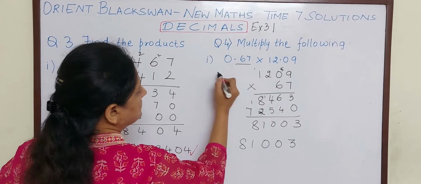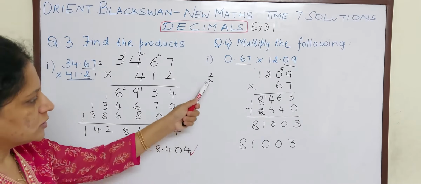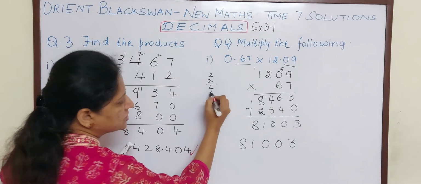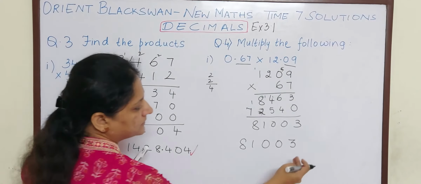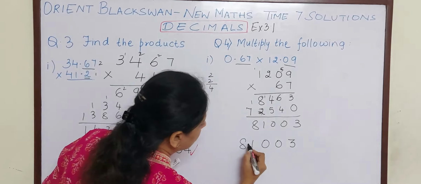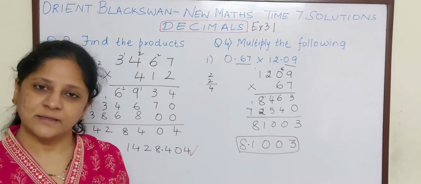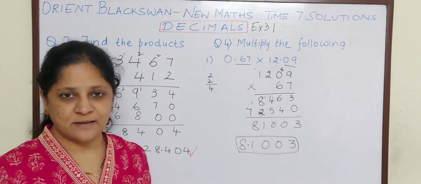Here the number of decimal places is 2. Here also the number of decimal places is 2. So totally how many decimal places children? 4. So from right to left 4. 1, 2, 3, 4. And so your final answer is 8.1003. Let us move to the next sum.